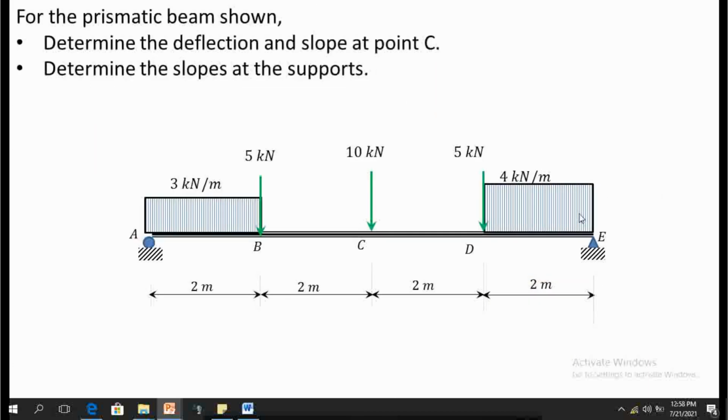Now, in the last page of your notes, dun sa follow-up work, you're required to determine the deflection and slope at point C, and the slopes at the supports. This is a laboratory exercise. So again, you have to follow the format.